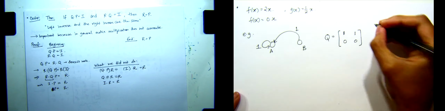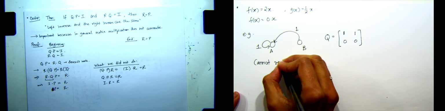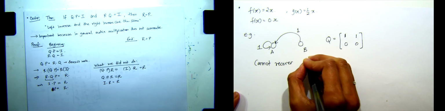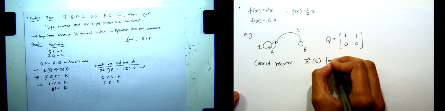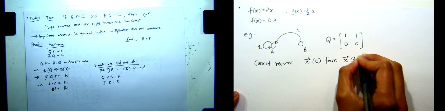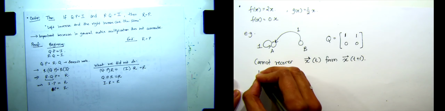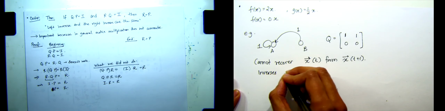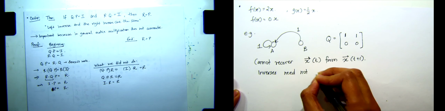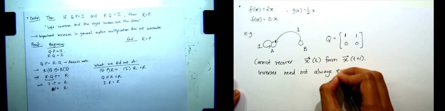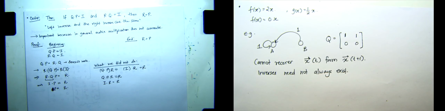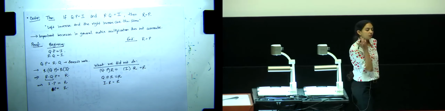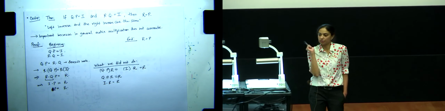So here, you cannot recover x of t from x of t plus 1. Inverses need not always exist. So we see that inverses don't always have to exist from this intuitive example, right?